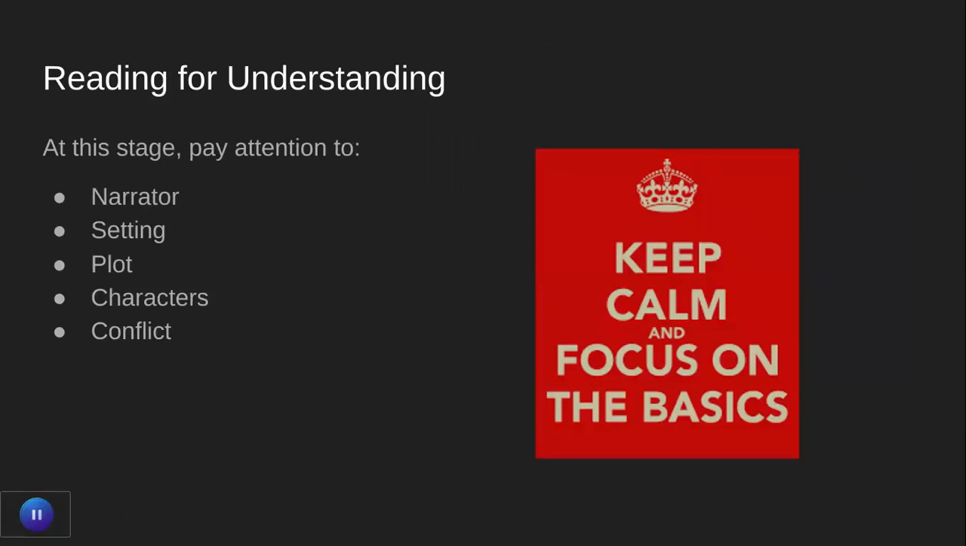Once we come back and want to look at the text again more closely, pay attention to things like the narrator, the setting, the plot, the characters, and the conflict. We want to not only have a very general, basic understanding of what's happening, but also start looking more deeply at things like, who is talking? What do we need to pay attention to about that? Is this narrator somebody we can trust, or might their view be skewed in some way? Where is the story taking place, and why is that significant?